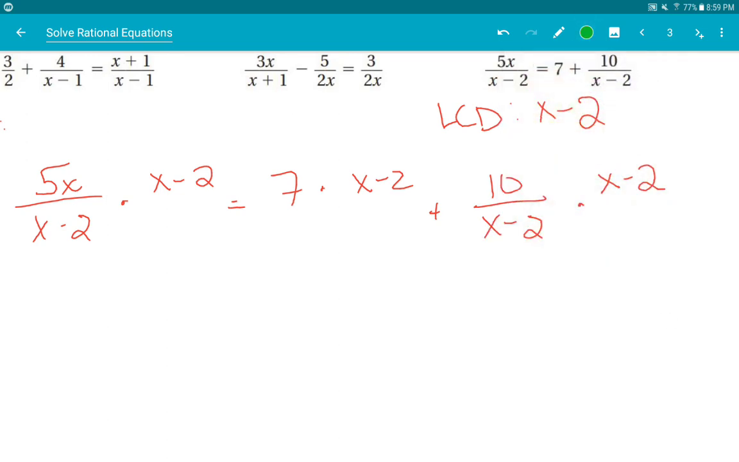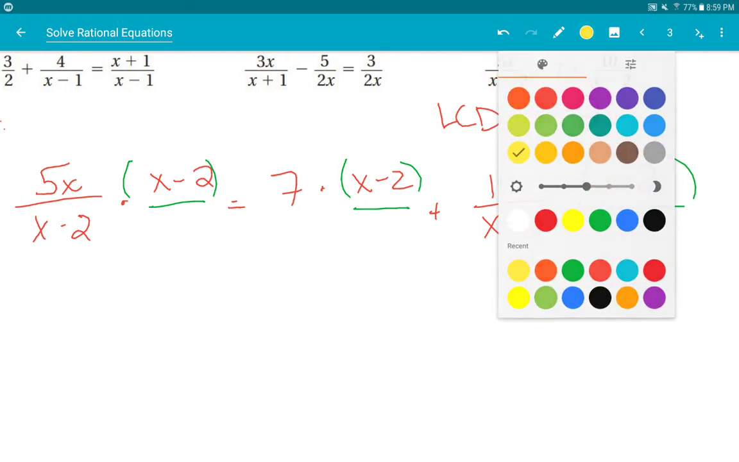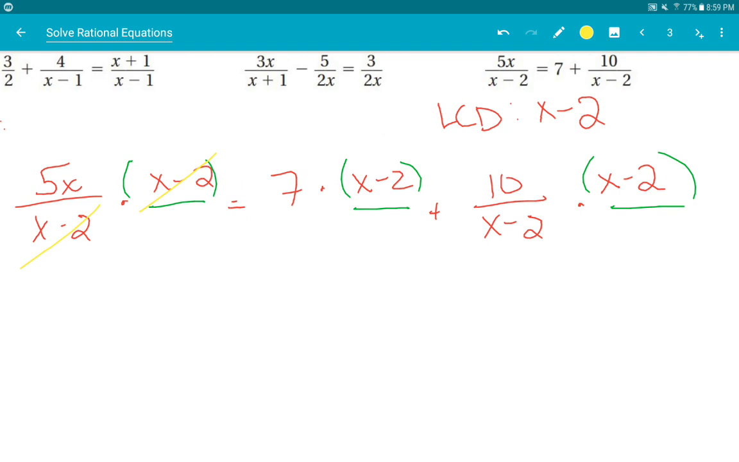Again, we want the LCD to multiply throughout. Again, if you need to set a parentheses here, just to show that you have to remember to distribute, you can do that. Okay, so again, we want to cancel out anything that's common. There's no denominator there now, and there's no denominator here now. So what do we get? We get 5x equals 7x minus 14 plus 10.